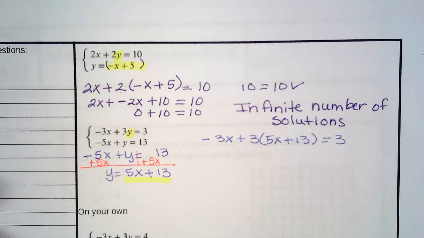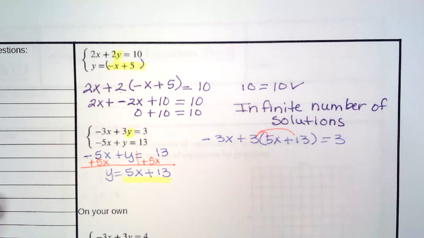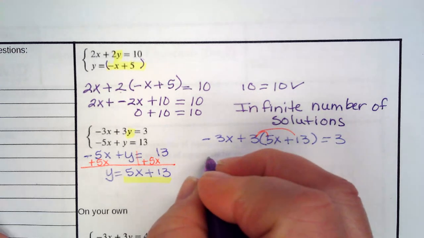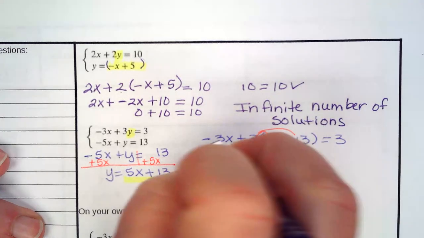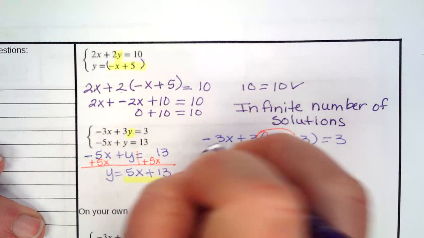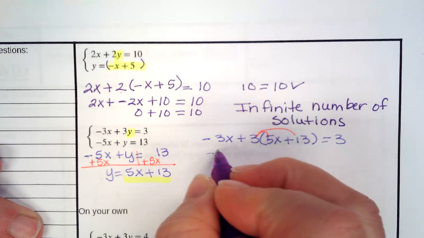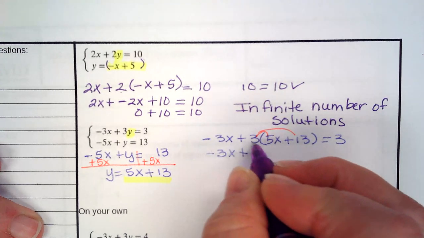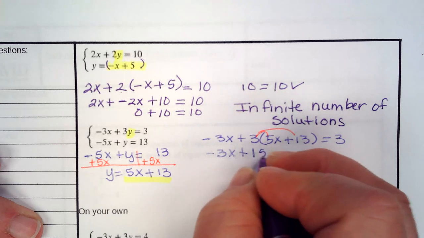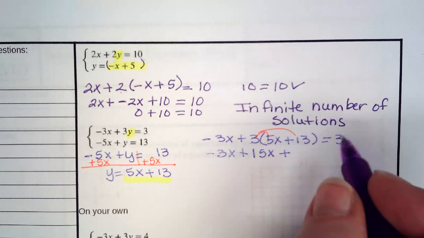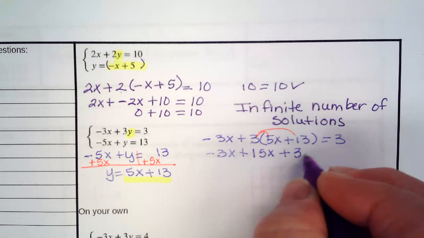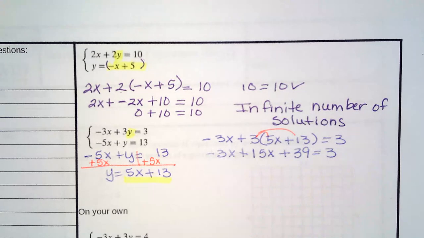Use your distributive property. Negative 3x plus 3 times 5 is 15x plus 3 times 13, which is 39, is equal to 3. Now what? Combine your like terms.